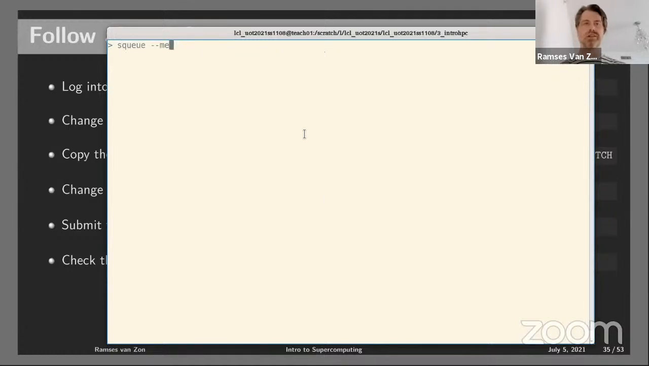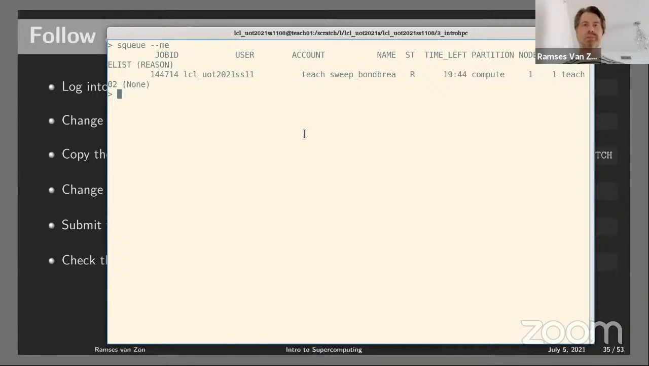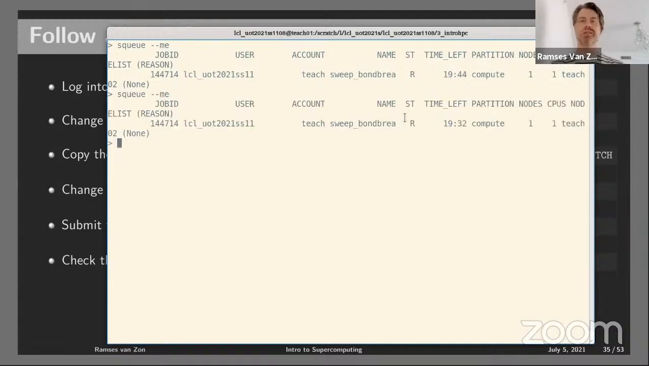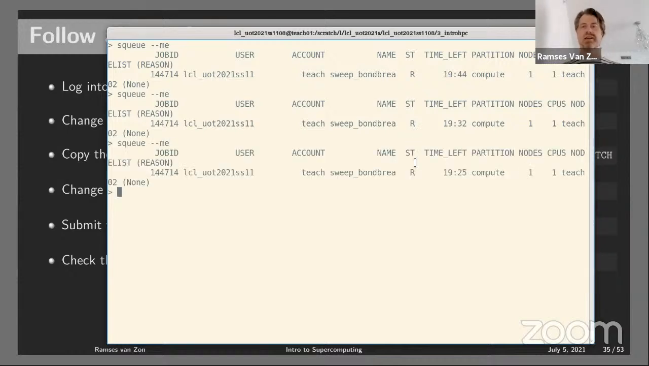Smaller here. Let's try it again. Okay, so it says it's running. It says how much time is left, and some other things. There's one node, one CPU. It gives you the node it's running on. After a while, it will be done. This one takes quite a while, so we won't wait for it to be finished.